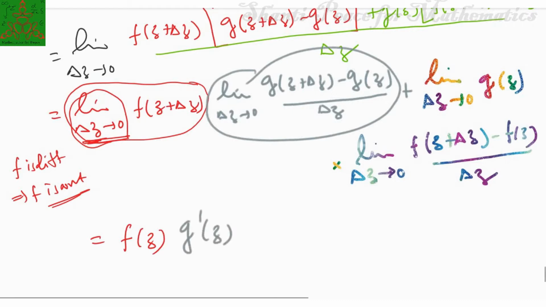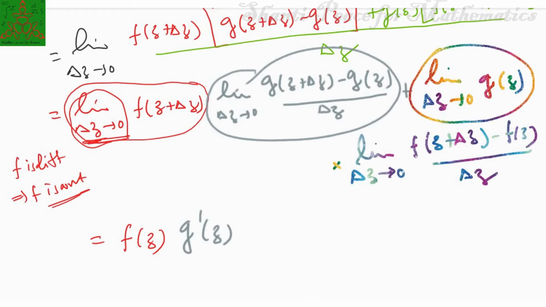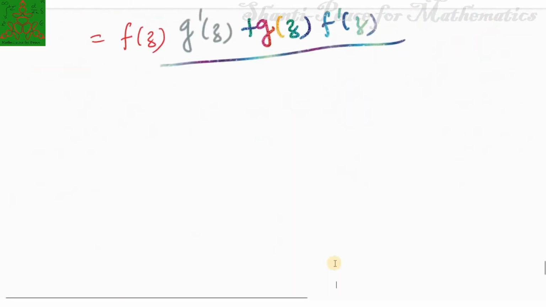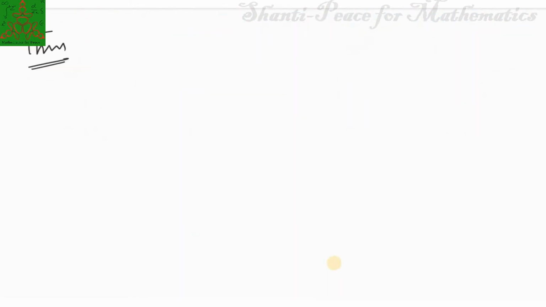The third one is independent of delta z, so that's why it is g of z as it is, and the last one is nothing but f dash of z. So that completes the proof of the product rule. Now next, we prove the next theorem: that the composition of two differentiable functions is differentiable, and due to that we have the chain rule.